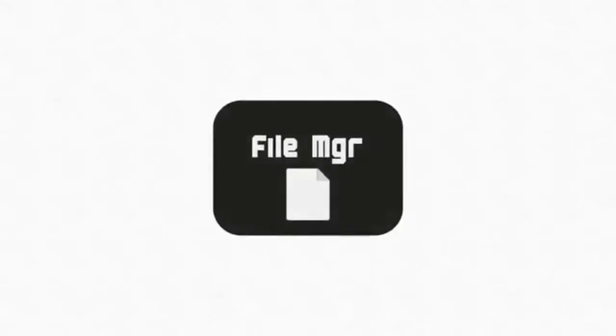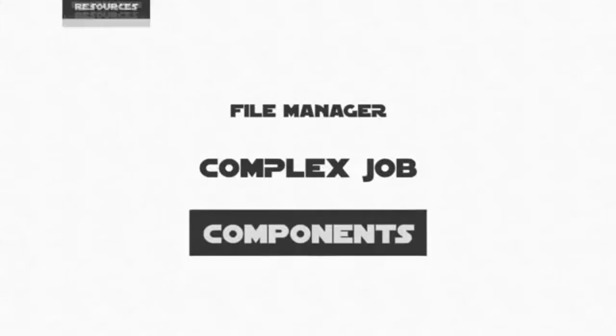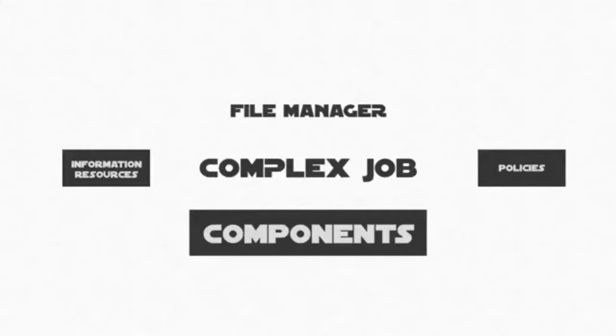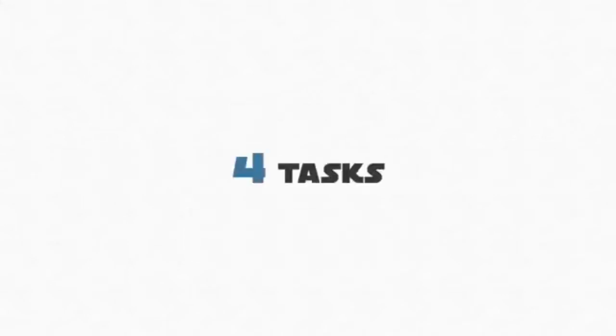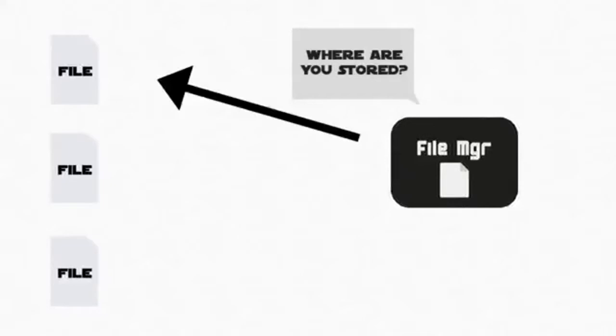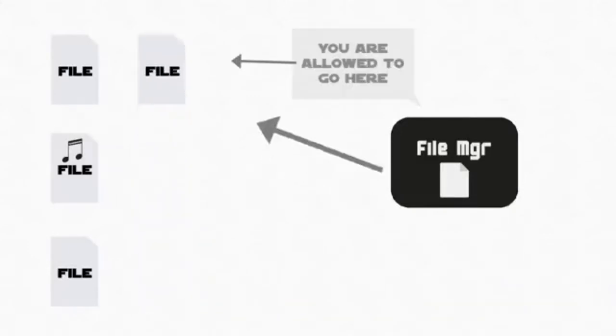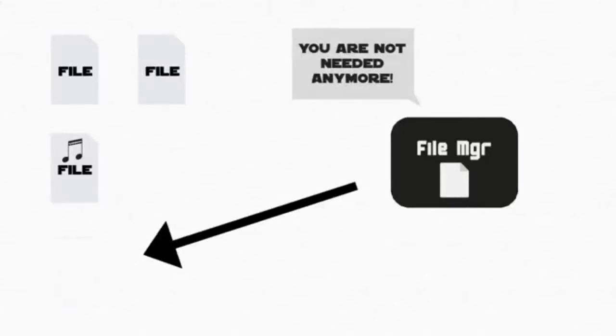Hello, my name is Sean, and in this tutorial, we shall briefly look into the File Manager. The File Manager has a complex job and is in charge of the physical components, its information resources, and the policies used to store and distribute files. It has to perform 4 tasks. It has to keep track of where each file is stored, use a policy to determine how the file should be stored, allocate each file when a user has been cleared for access, and deallocate the file when it is returned to storage.